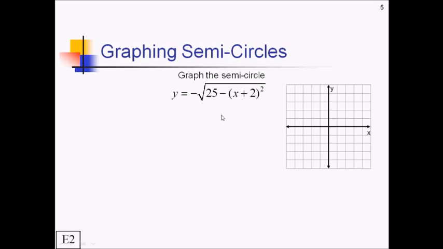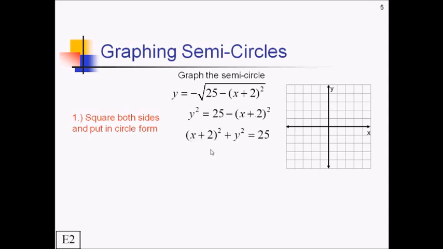So to start this one off, we're going to square both sides of this thing and actually turn it into something that looks like a circle. So on the left side, I've got y squared. On the right side, I've got whatever was inside this square root, 25 minus (x plus 2) quantity squared. Note that this negative out in front is going to go away because I'm multiplying a negative by itself. All right, so now we're just going to move the (x plus 2) squared over to the left side. And voila, we have the equation of a circle.